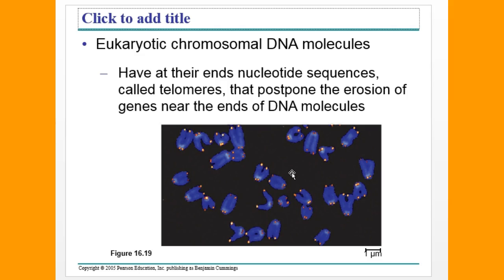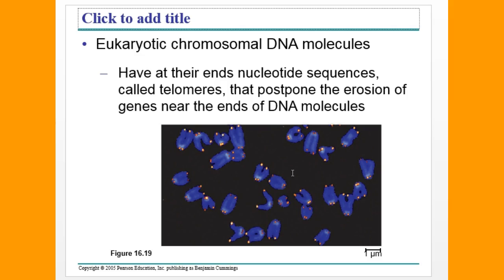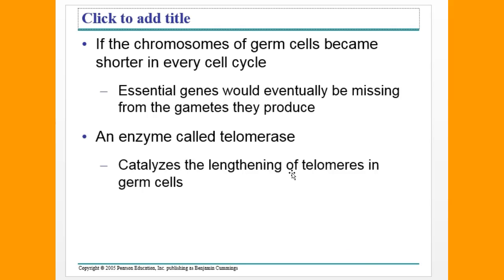Eukaryotic chromosomal DNA molecules have at their ends nucleotide sequences called telomeres. They postpone the erosion of genes near the ends of DNA molecules. If the chromosomes of germ cells became shorter in every cycle, essential genes would eventually be missing from the gametes they produce. An enzyme called telomerase catalyzes the lengthening of telomeres in germ cells. So, those little red dots are your telomeres. That keeps us from losing essential DNA.